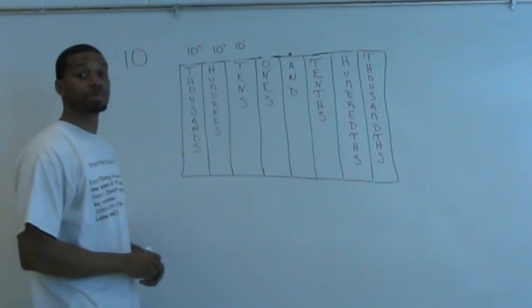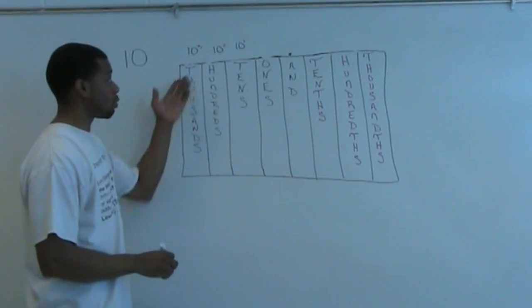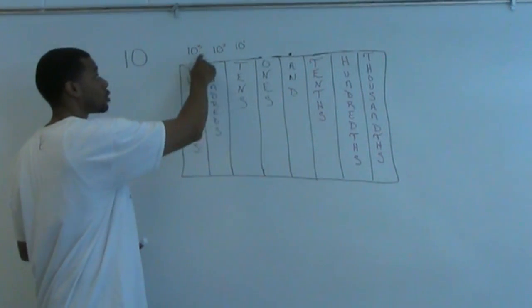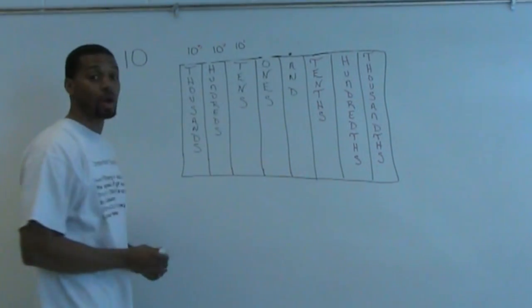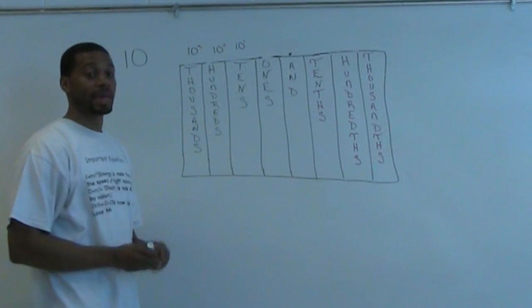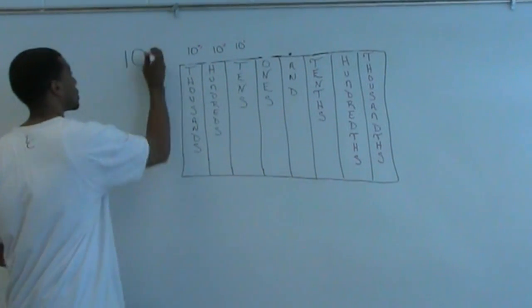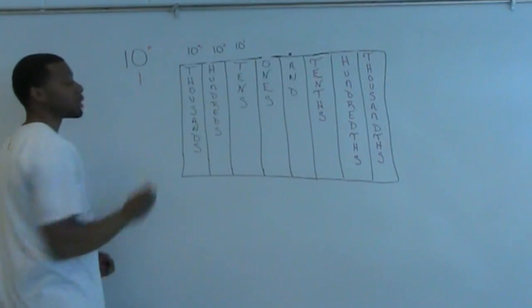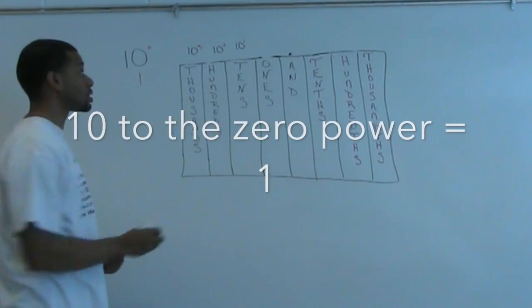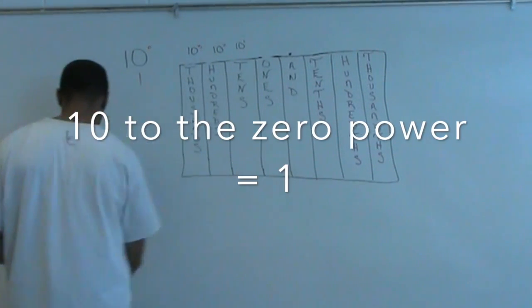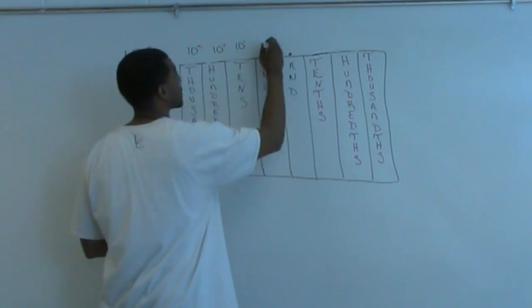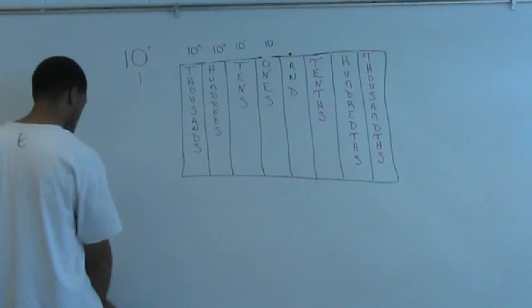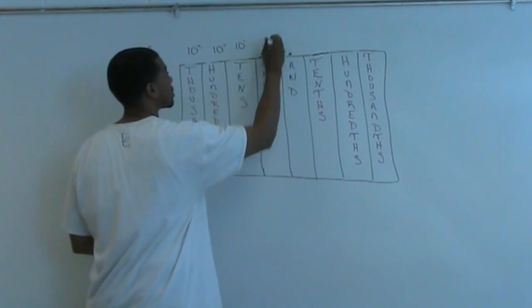The ones place can be a little tricky for some. We can look at the pattern and see it goes 3, 2, 1. And we also should know this rule: anything to the 0 power is 1. So, in the ones column, we're going to have 10 to the 0 power.